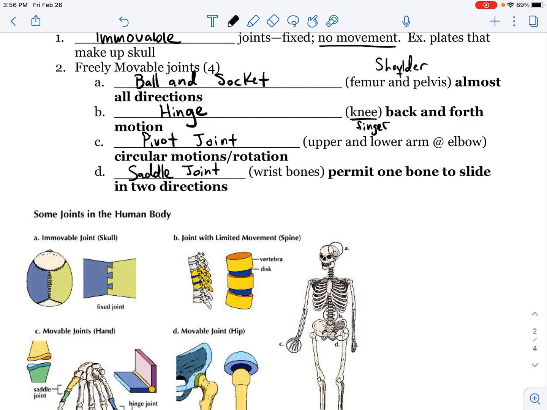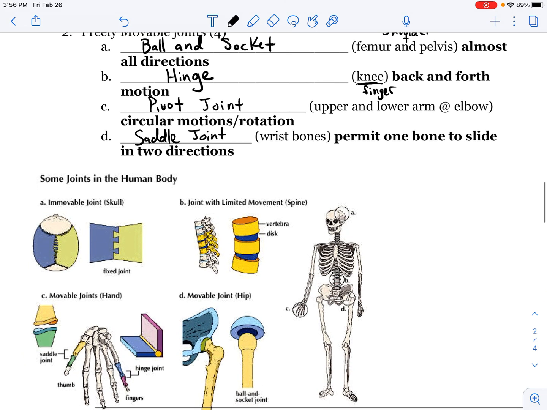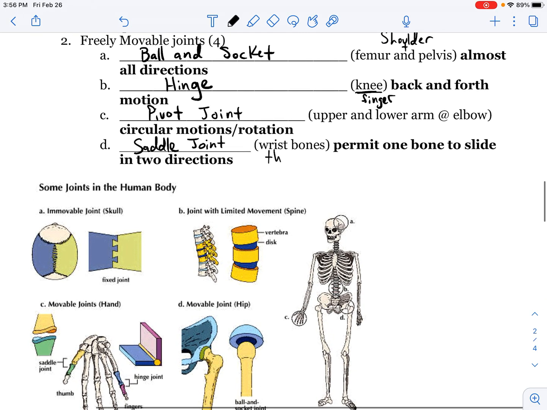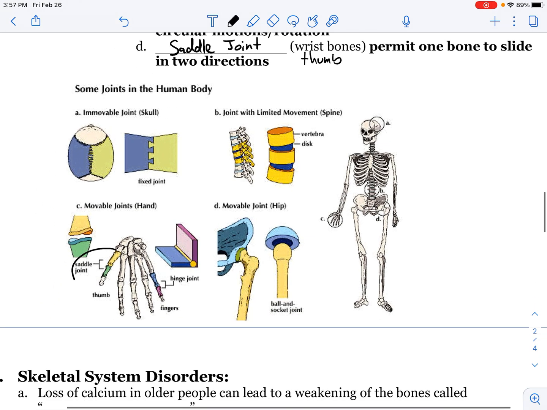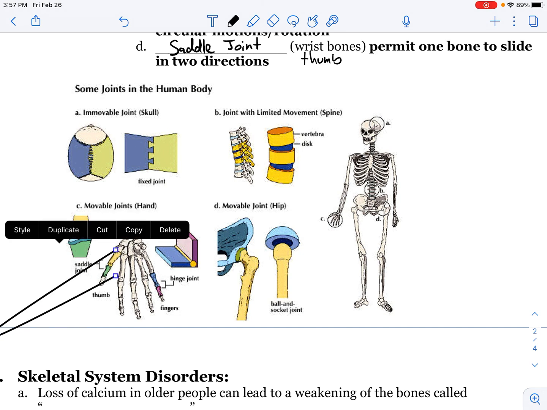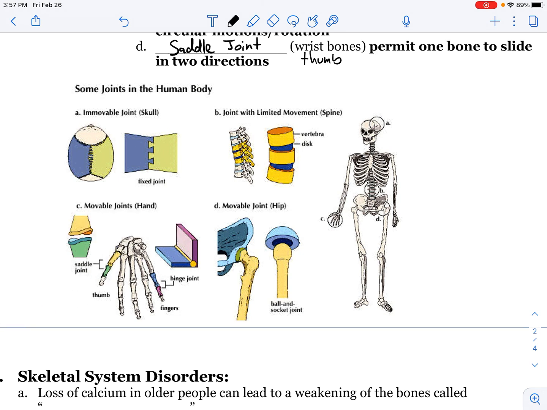And then finally, a saddle joint allows for one bone to slide in 2 directions. Another place is your thumb, and that is shown down here, where you get a little bit more rotation than just a back and forth. Not at the top 2, but down here at the lower part of the thumb.